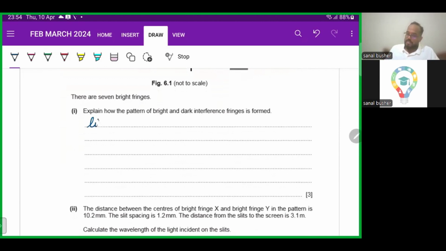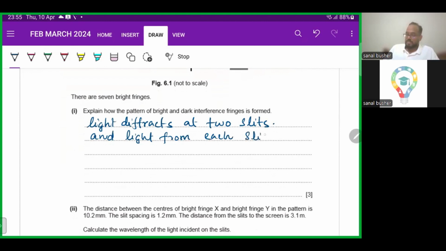Light diffracts at 2 slits. That is the first point. And light from each slit superimpose on the screen. So 2 points are done.